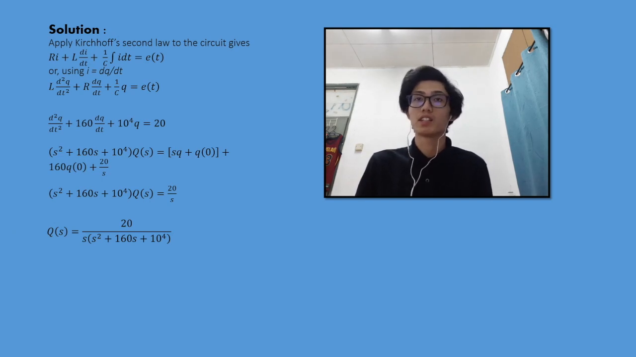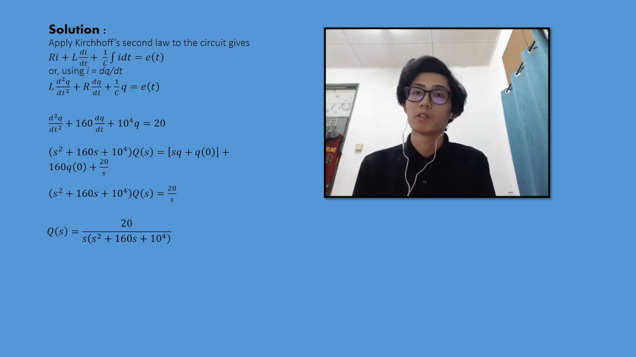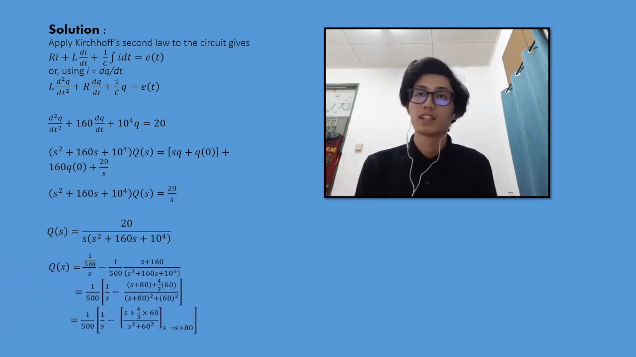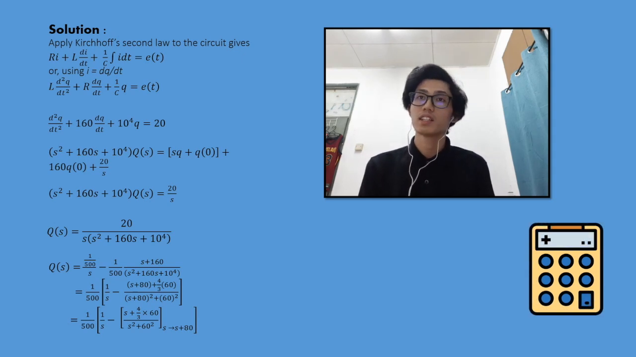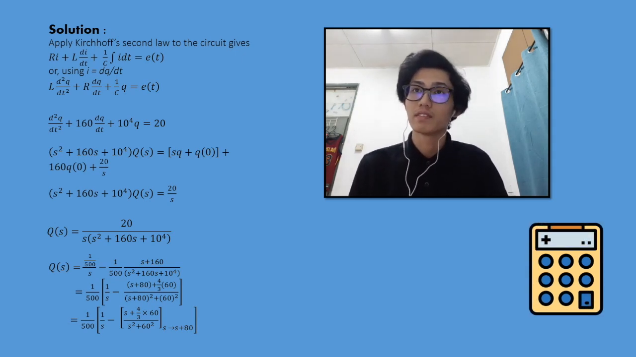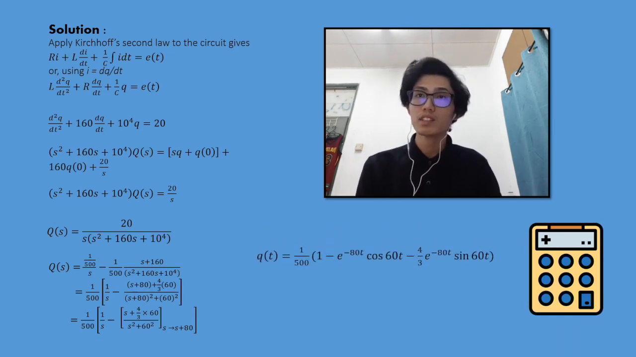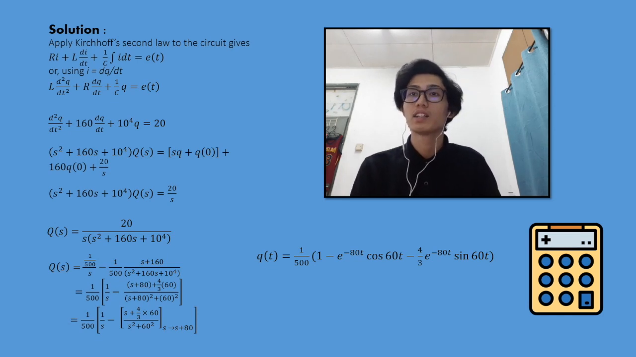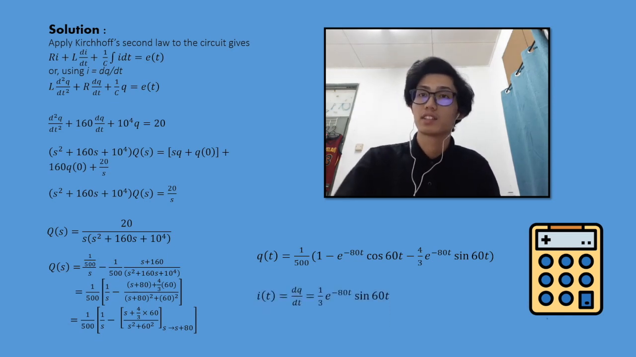And then we can resolve our equation into partial fractions, and our equation will become like this. To determine the charge of the circuit, we will take the inverse transform and make use of the shift theorem, and it will give you the charge. Then we can determine the resulting current in this equation, and I will show you the resulting current there. So that's all.